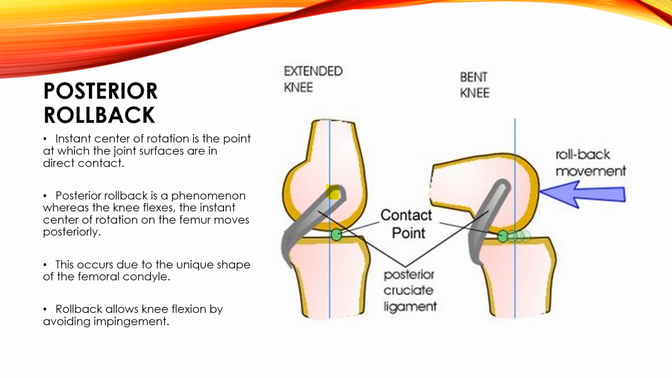So posterior rollback is a phenomenon whereby as the knee flexes, the instant center of rotation on the femur moves posteriorly. So from the point of extension to the point of knee flexion, this instant center of rotation will change. I will show you in the next slide how this instant center of rotation changes. This occurs due to the unique shape of the femoral condyle. Why this unique shape of the femoral condyle causes posterior rollback, I will explain to you.